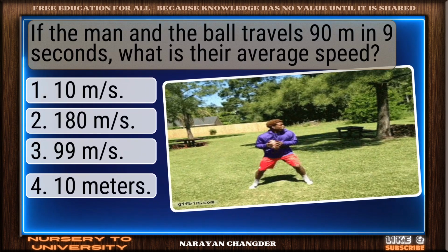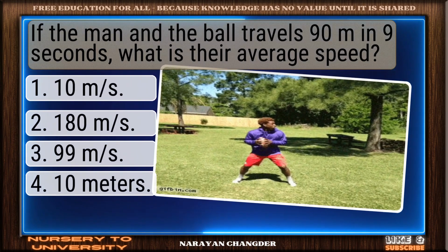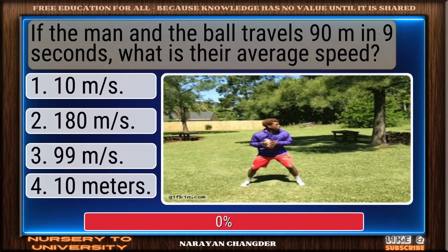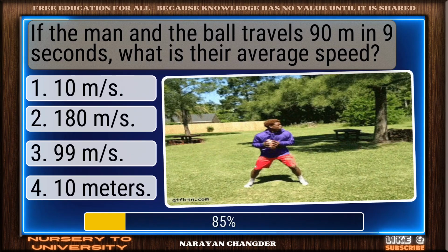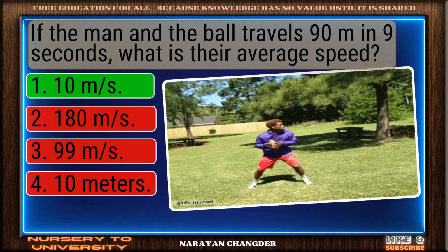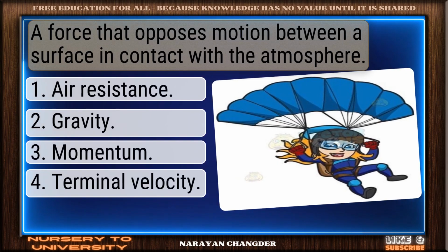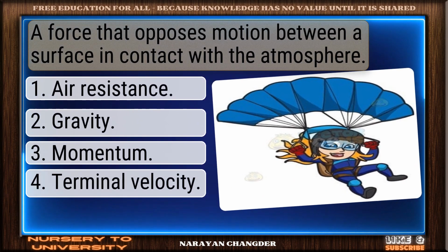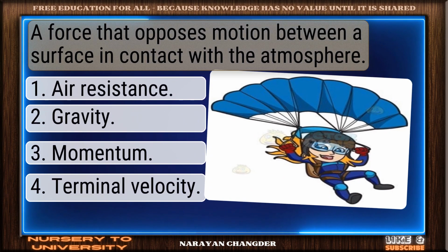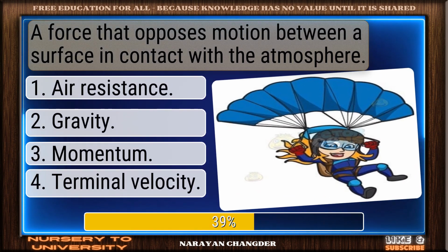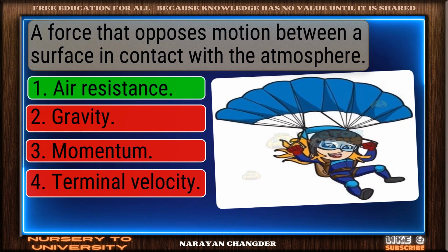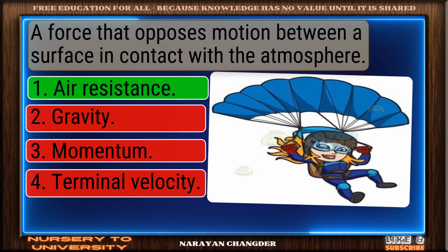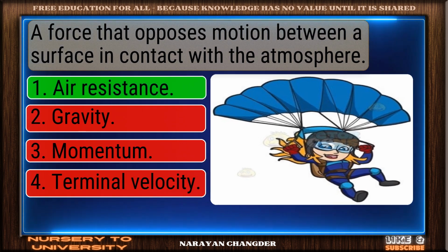Question number 27. If the man in the ball travels 90 m in 9 seconds, what is their average speed? 10 m/s is the answer. Question number 28. A force that opposes motion between a surface in contact with the atmosphere. Sharp thinking. Air resistance is the right choice.